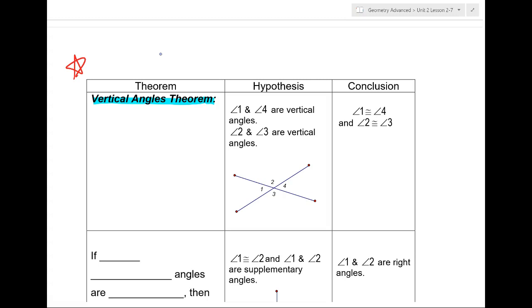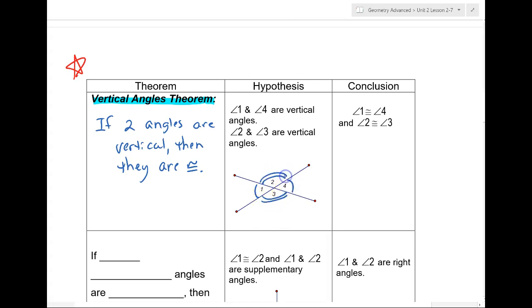All right. Vertical angles theorem. Here's the easiest theorem in the world. It's huge. It saves us a lot of stuff here. If two angles are vertical, then they are congruent. Remember the definition of vertical angles says they're non-adjacent angles formed by intersecting lines, correct? The vertical angles theorem says, guess what? If they're vertical to each other, I know I'm going to get angles that are congruent.